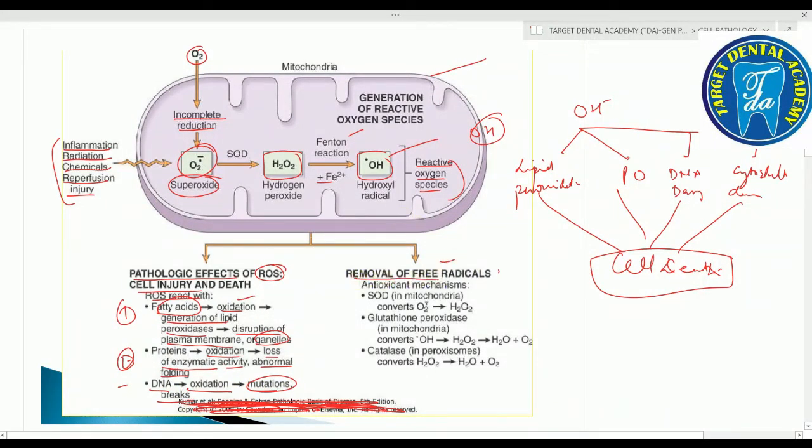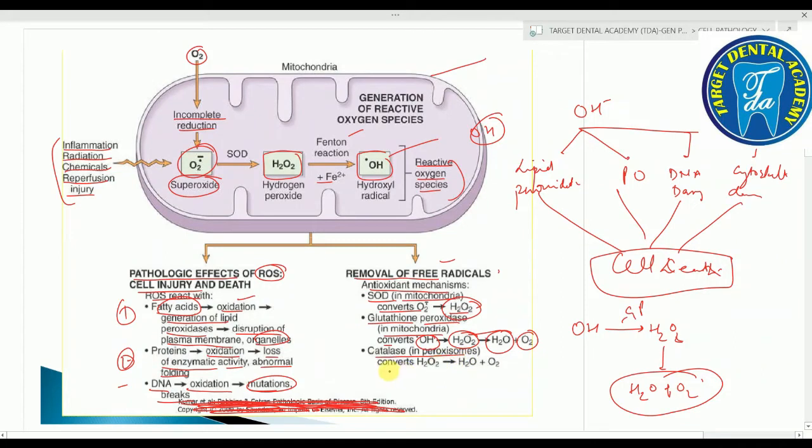Now next is the removal of the free radicals. So the antioxidant mechanism: the superoxide in the mitochondria, it converts the O2 minus into hydrogen peroxide. The glutathione peroxidase in the mitochondria converts the hydroxyl radical into hydrogen peroxide, and it gets split into water and oxygen. The catalase in the peroxisomes converts the H2O2 into water and oxygen.